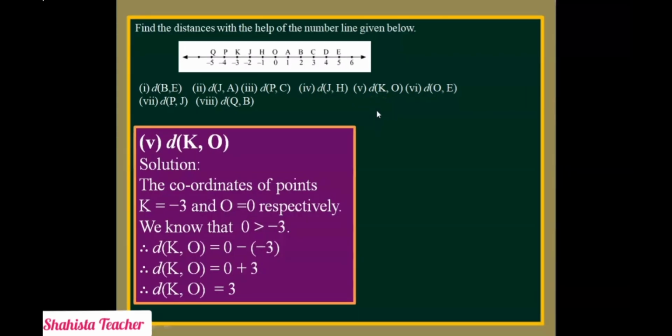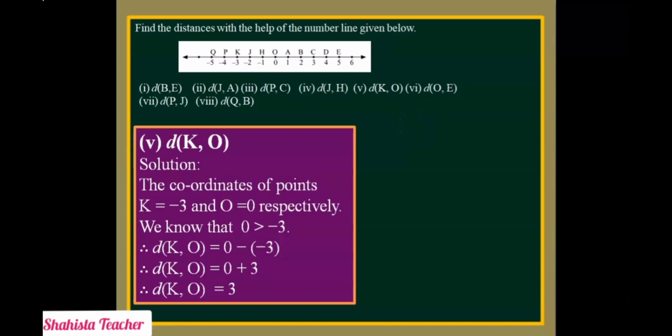Now students, let's solve sum number 6. Here distance of O comma E. The O coordinate point is 0 and the E coordinate point is 5. So now here which number is greater, 0 or 5? 0 is greater or 5 is greater? You are right. Here 5 is greater. Why? Because 0 and 5 both are positive numbers. This 5 is a positive number. So now 5 is greater than 0.